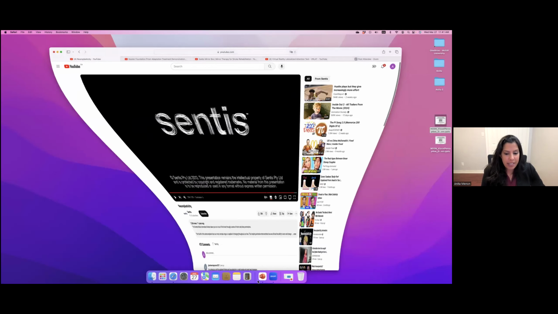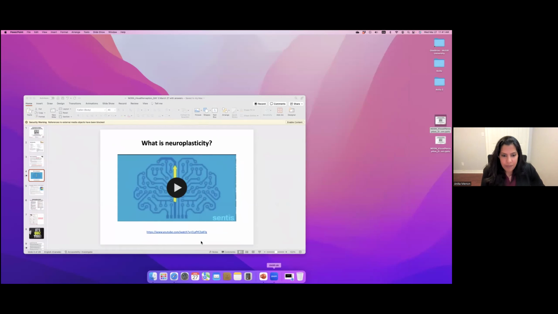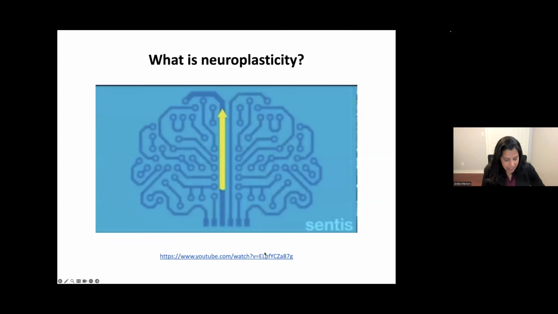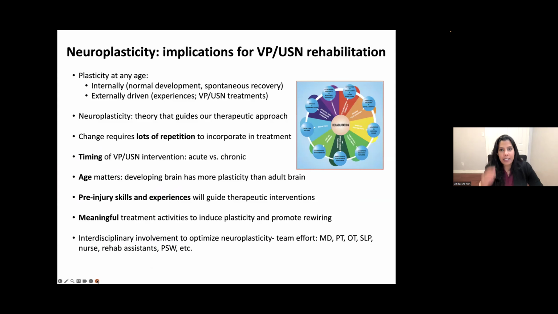All right, let's put this down and we'll go back to the slides. So what I find fascinating about neuroplasticity is that it's something that we can definitely incorporate when we think about visual perception and USN rehab. It gives us so many opportunities, so much potential, to work towards rewiring the brain and strengthening certain new pathways that may not have existed or that need to be created because those areas of the brain have been affected by the stroke.